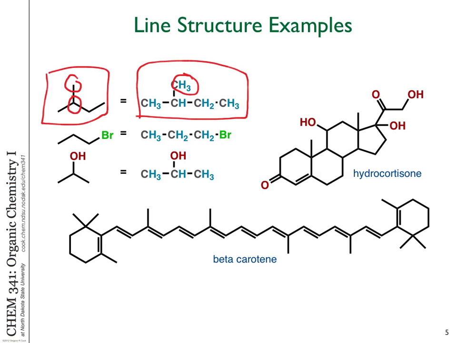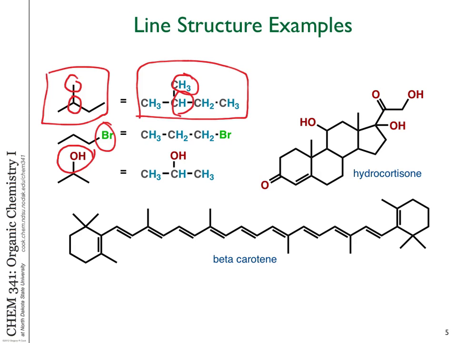Carbon needs 4 bonds, so the 4th bond has to be this 1 hydrogen. Okay? So in line structures, we don't draw the carbons and hydrogens, that's assumed in the lines, but any other group or functional group or atom we do draw. So for example, bromine, or something like an OH group.